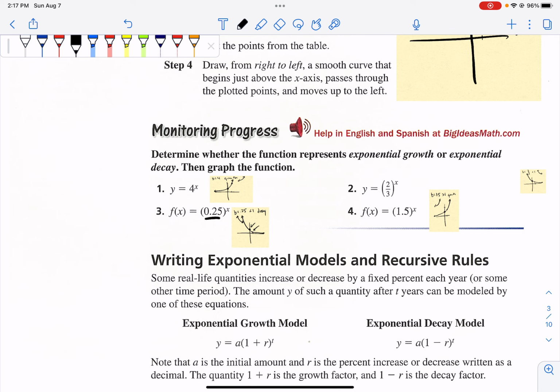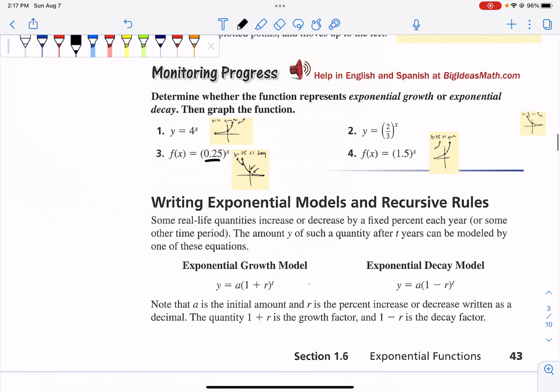All right, writing exponential models and recursive rules. Don't do this in your book. We're not going to cover recursive rules. We're not going to do that this year. I don't think it's necessary, and we don't want to take the time to do it. So we do want to talk about exponential growth models and exponential decay models, okay?